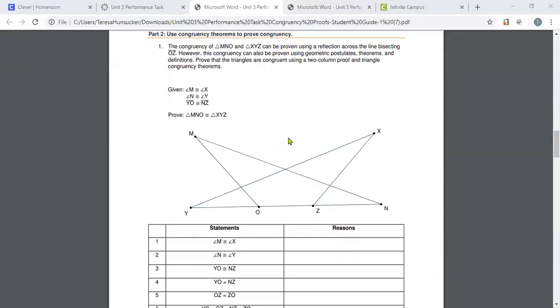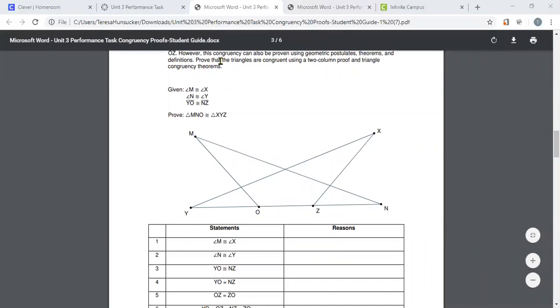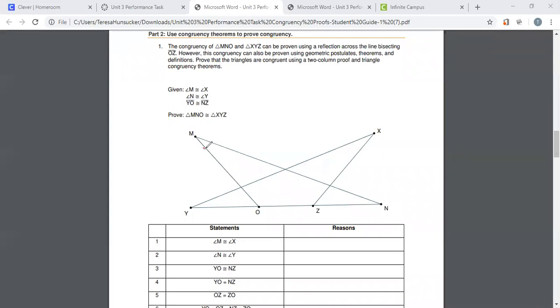So I am given that the measure of angle M is congruent to angle X. So you should always get into the habit of marking those angles on the diagram. And it's also given that angle N is congruent to angle Y. So this time I'll use 2 arcs. And segment YO is congruent to NZ.